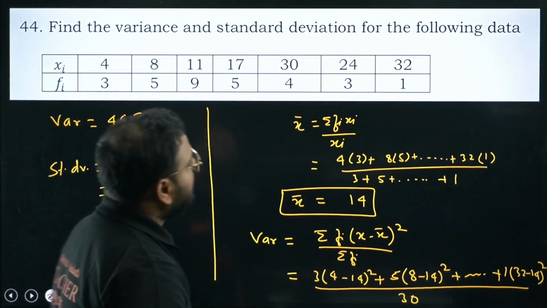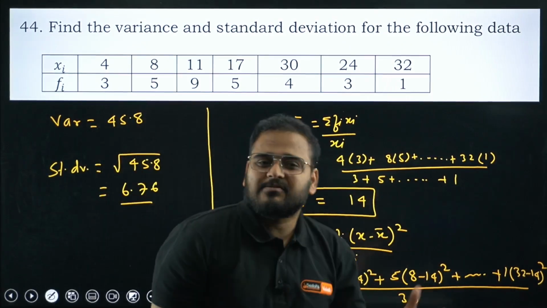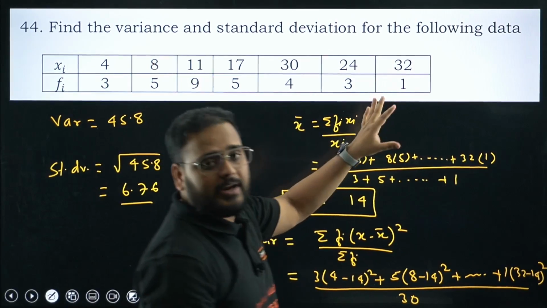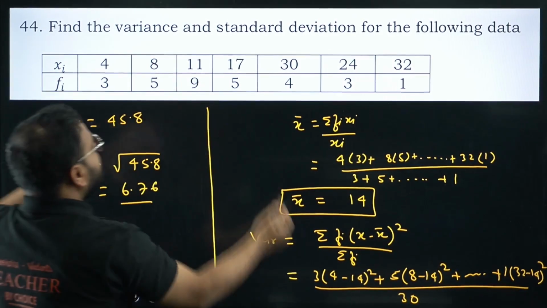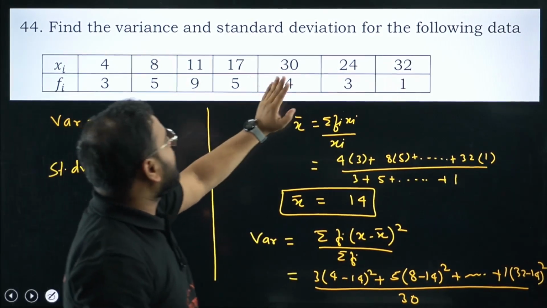Question number 44. I've done this question already because there will be a lot of calculations over here, and I wanted to save some time. So please check. Find the variance and standard deviation for the following data. They've given xi values 4, 8, 11, 17, 30, 24 and 32, and fi values 3, 5, 9, 5, 4, 3, 1.